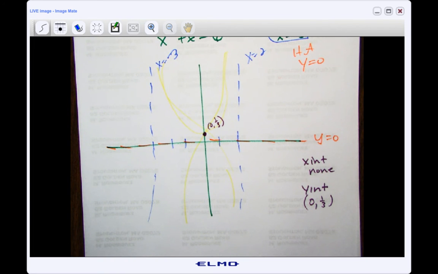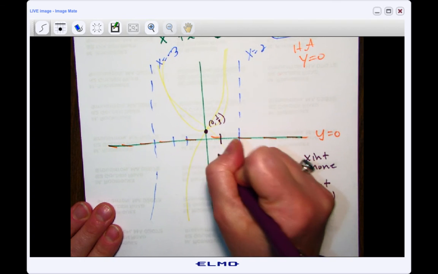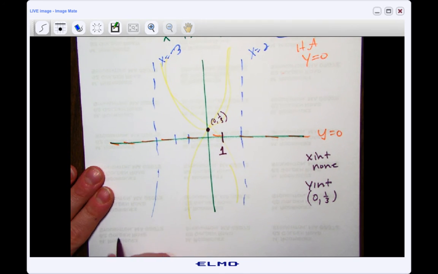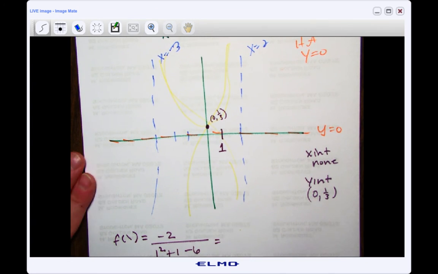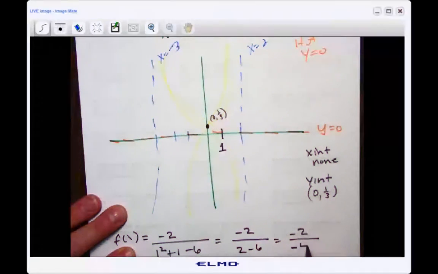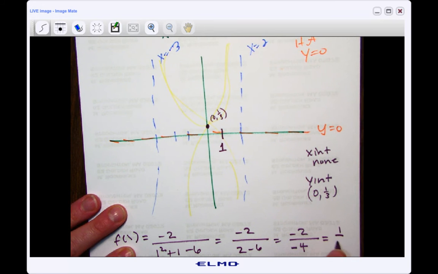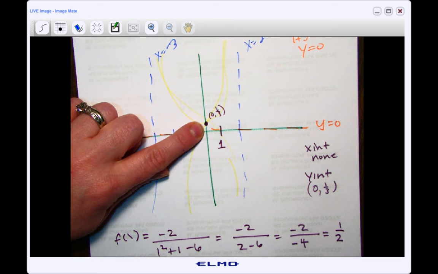So how do I do that? Well, I'm going to plug in some numbers. This is where I'm using my other numbers if necessary. So we know that this is a number 1, right? So what I'm going to do is I'm going to find out what f of 1 is. So I have -2 over 1 squared plus 1 minus 6. And that's going to be -2 over 2 minus 6, or -2 over -4. So that's going to be a 1/2, which is a little bit bigger than that, right? So it's like up here somewhere.